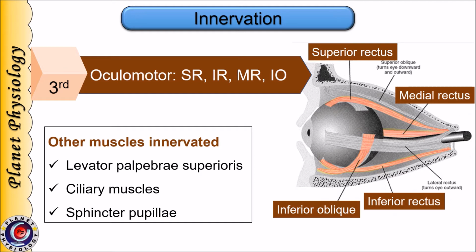Parasympathetic fibers in oculomotor nerve innervate ciliary muscles and sphincter pupillae muscles, and functions of these fibers or ciliary muscles will be studied along with the pupillary reflexes. The link is given here in the iCard for pupillary reflexes and also in the description box below.